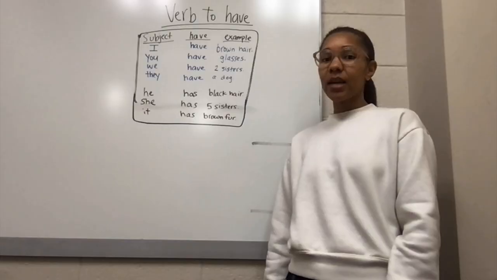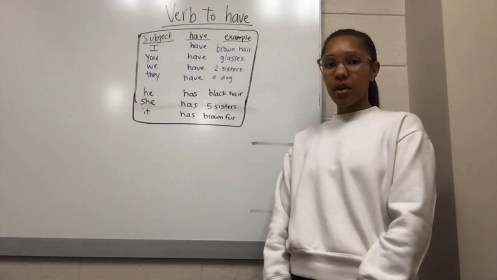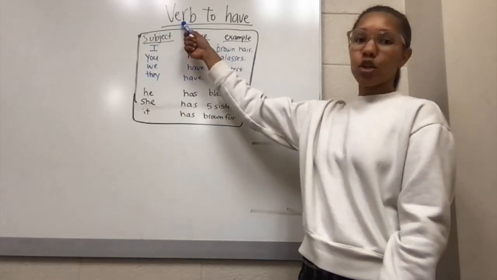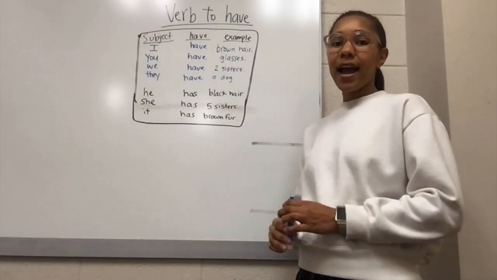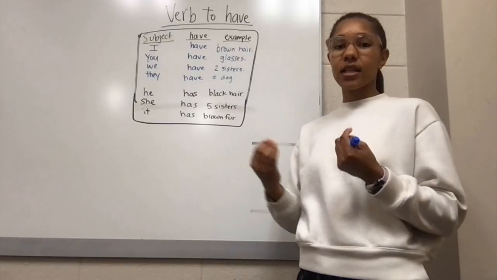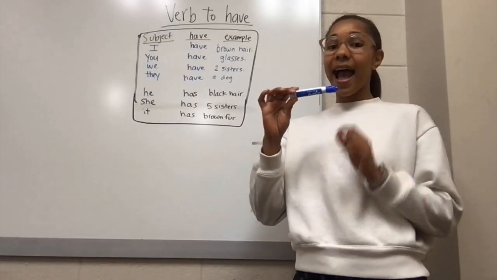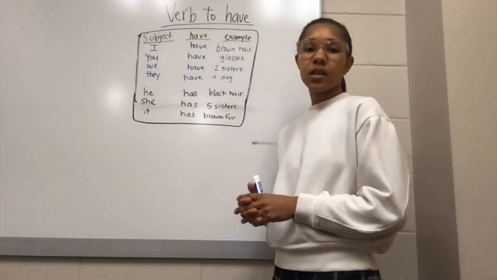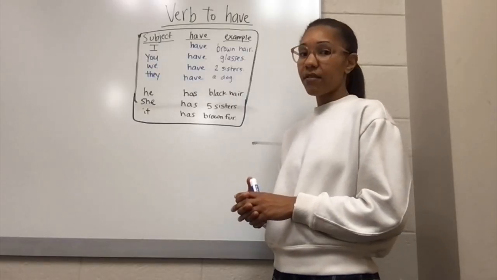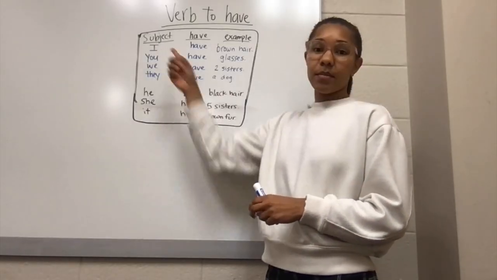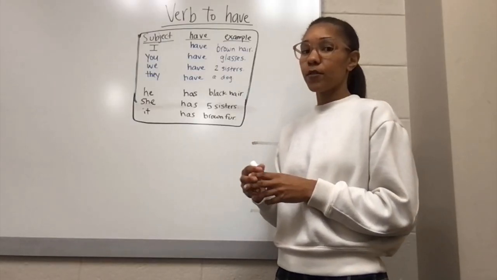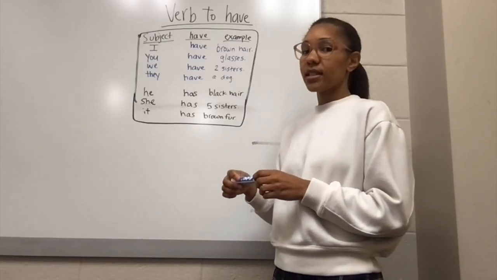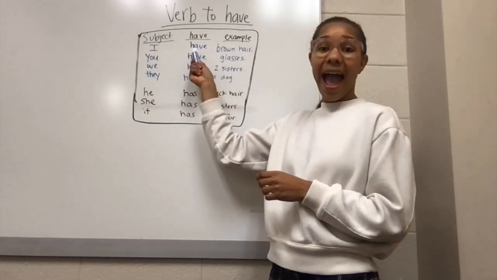Okay, so today we will be looking at another verb. We will be looking at the verb to have. To have means that you obtain something, like right now, I have a marker. Like we looked at before, we have the subject I, meaning I. So whenever we use I and we're looking at the verb to have, we want to say I have.